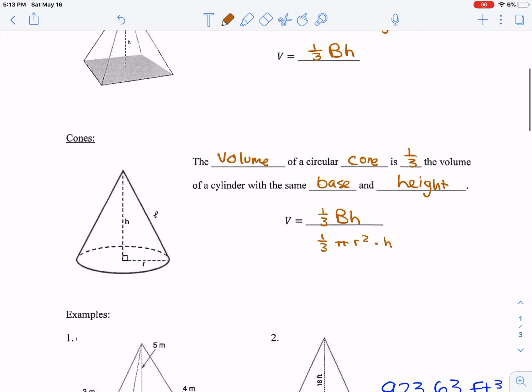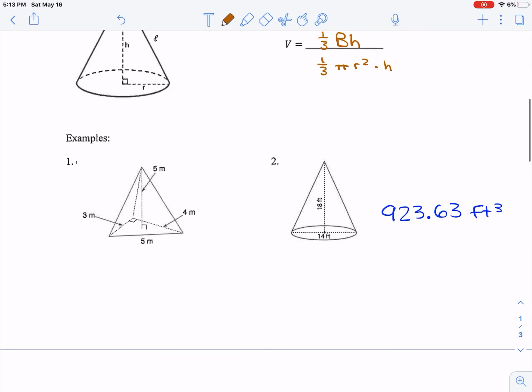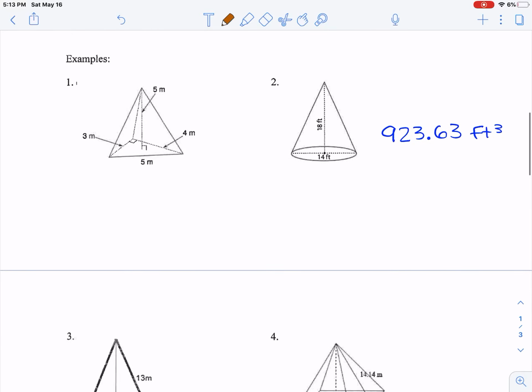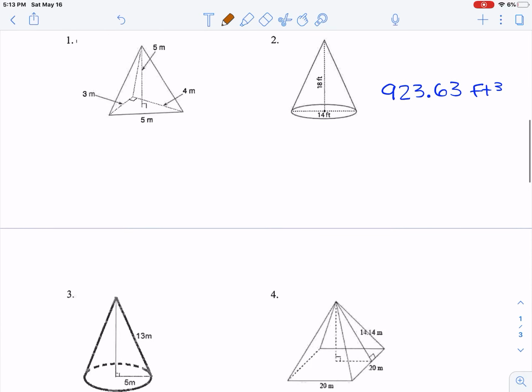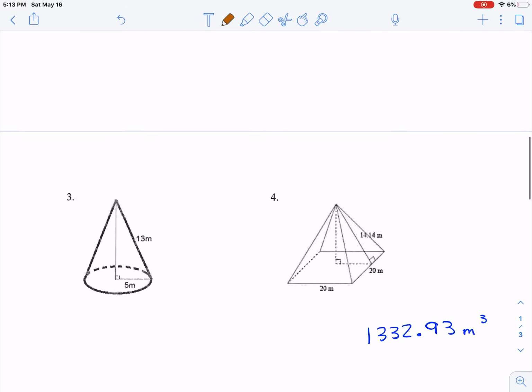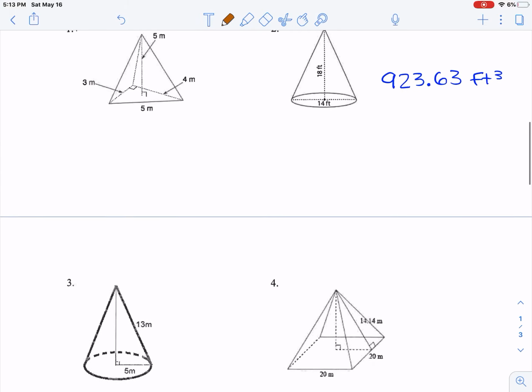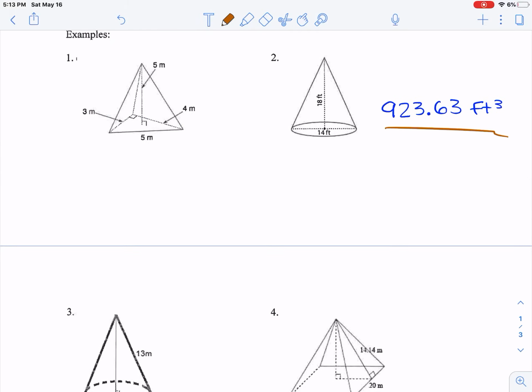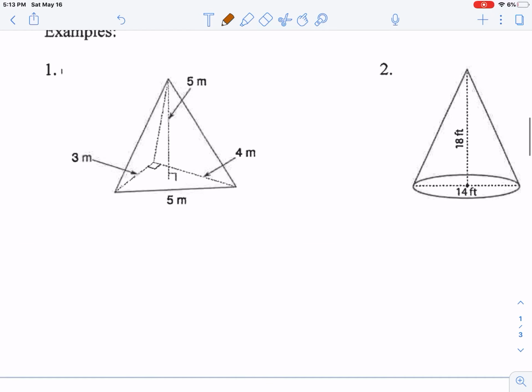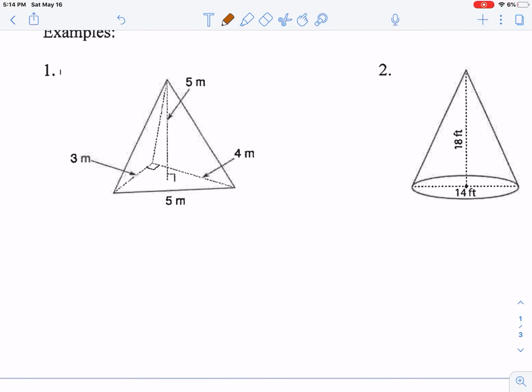Okay. So like that last video, since I want to make sure you're watching the videos and not just copying off the key, number 2 and number 4 I'm going to have you do on your own, but here are the answers for you to check your work. But for number 1, let's go ahead and do that one together.